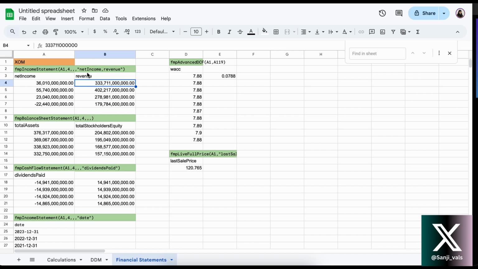Then I do the same thing with revenue. As you can see, it already extracted the net income and revenue. These two fields should be written exactly as in the data point.